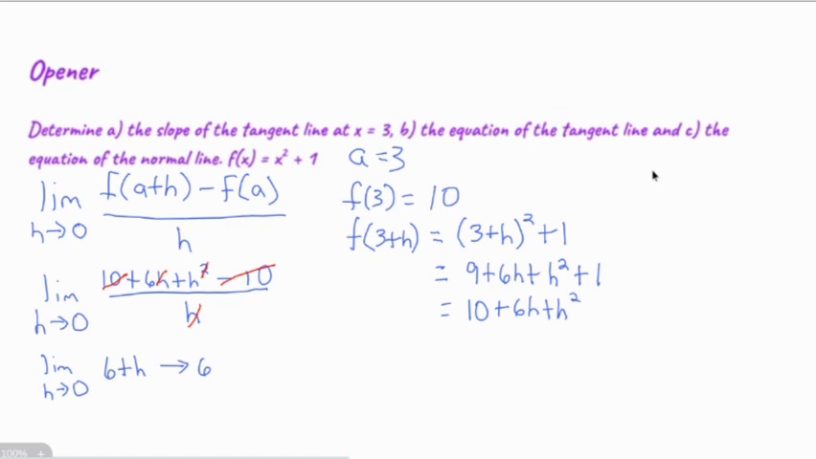So this was the slope of our tangent line, also what we called the instantaneous rate of change. So when writing out our equation, we get y minus 10 equals 6 times x minus 3. We'll distribute, we'll get minus 18 plus 10 is minus 8, so that'd be y equals 6x minus 8.